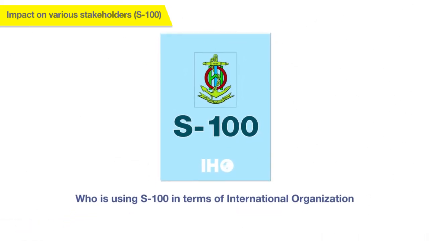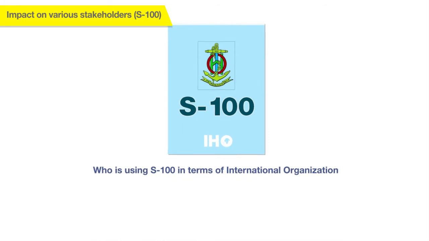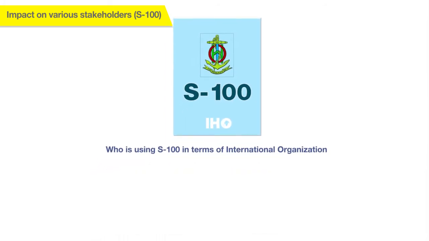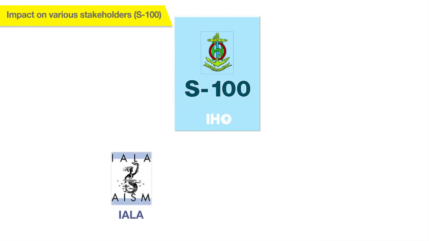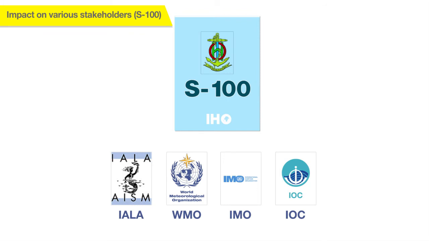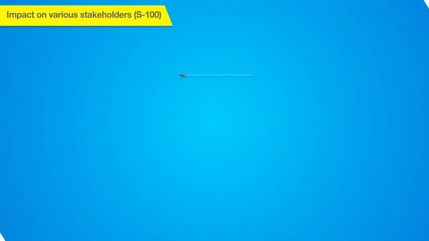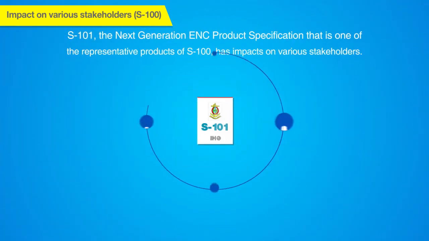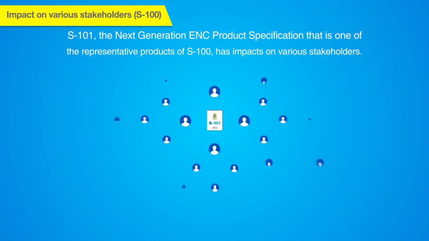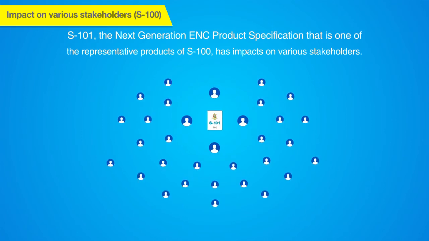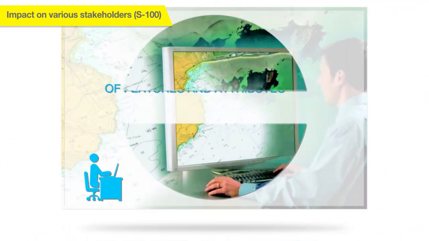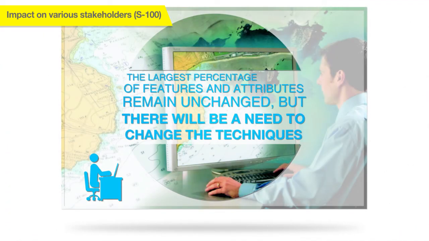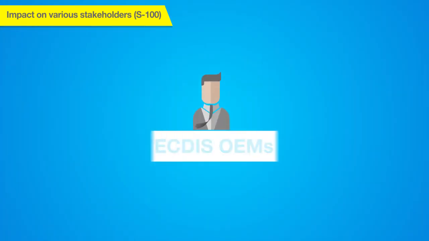S100 can be defined as a framework to develop product specifications for specific data, as mentioned earlier. IALA, WMO, IMO, and IOC, as well as IHO, intend to utilize S100. S101, one of the representative products of S100, has impacts on various stakeholders. Most of all, the introduction of S101 will have great impact on cartographers and hydrographic offices.